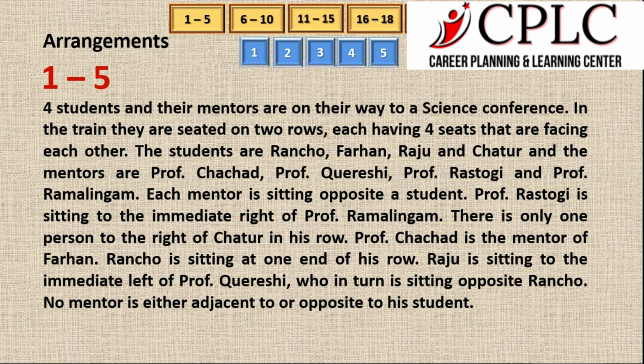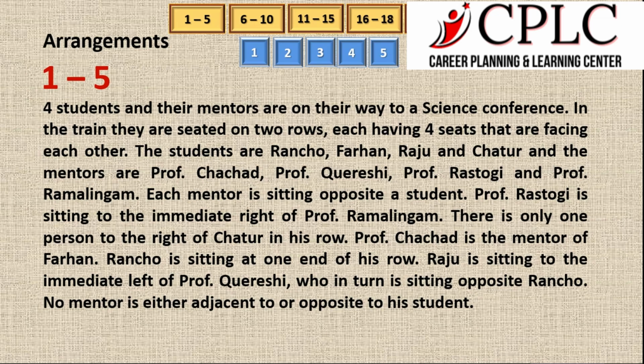Now, when you start solving such sets, the very important point that you should realize is the importance of the unique entry point. Because of the unique entry points, only you will be able to answer these questions correctly. There are two such points in this set that you need to get, because if you don't get them, you won't be able to start plotting the data. One of those statements is this one: there is only one person to the right of Chatur in his row. So this is one of the very important unique entry points.